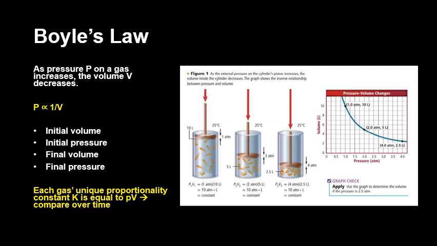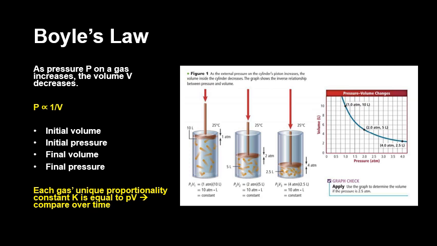Unlike solids and liquids, gases are compressible. They can be confined to small volumes or expanded to large volumes. Boyle's law states that as the pressure P on a gas increases, the volume V decreases, and as the pressure P on a gas decreases, the volume V increases. Volume and pressure are inversely related, so as one increases, the other decreases. For volume and pressure specifically, this can be written as P is proportional to 1 over V.